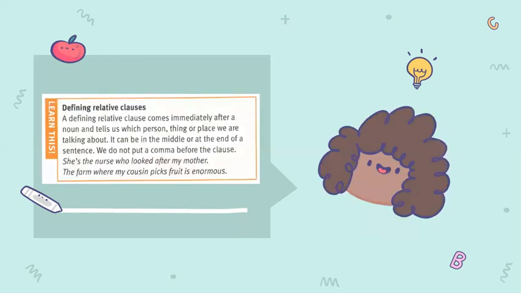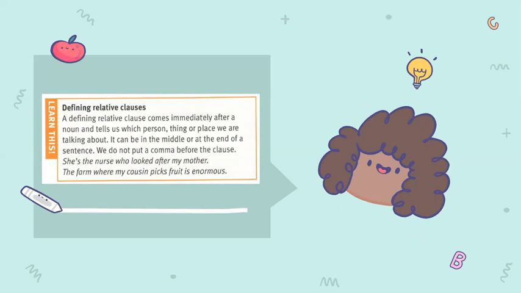And here I leave you with a written definition and some examples of defining relative clauses. So as we have said before, a defining relative clause comes immediately after a noun and tells us which person, thing, or place we are talking about. It can be in the middle or at the end of a sentence. We do not put a comma before the clause, and this is very important. So no commas are used here.